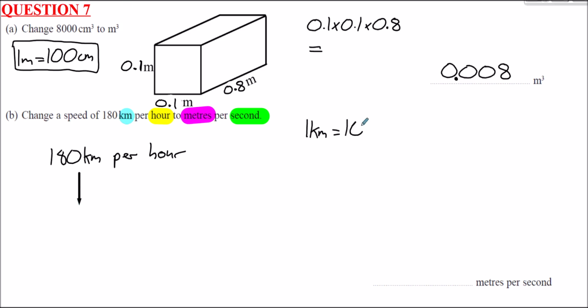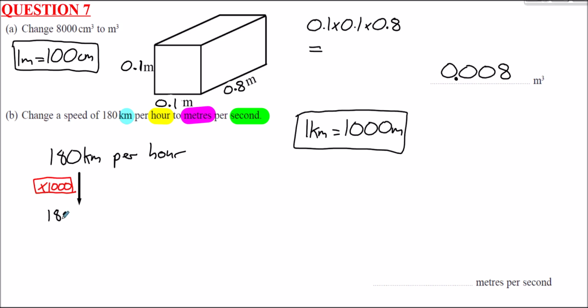So to change from kilometers into meters, I'm going from a smaller looking number to a bigger one, and therefore we're going to multiply by 1,000. So if I multiply that value by 1,000, I've changed that part into meters. So 180 kilometers per hour is the same as 180,000 meters per hour.